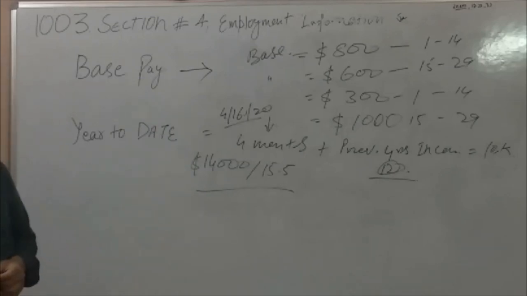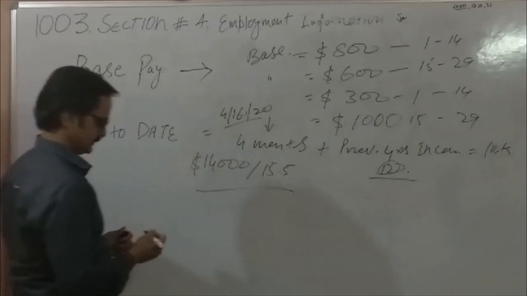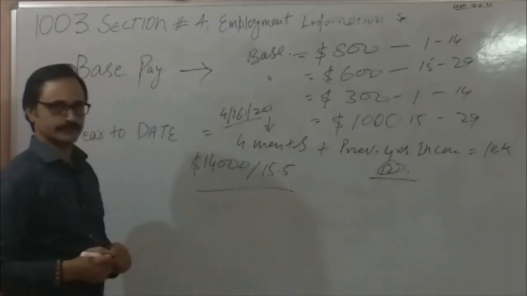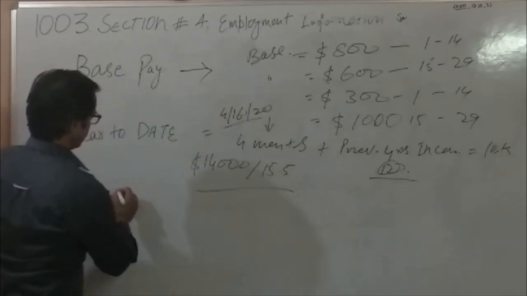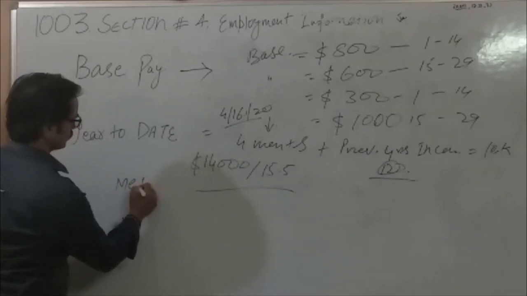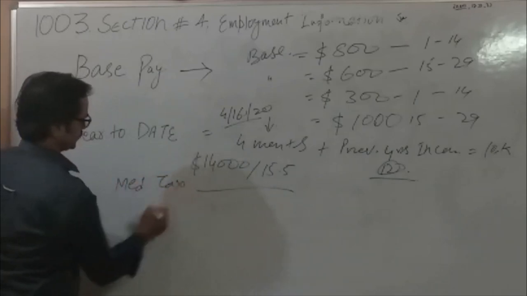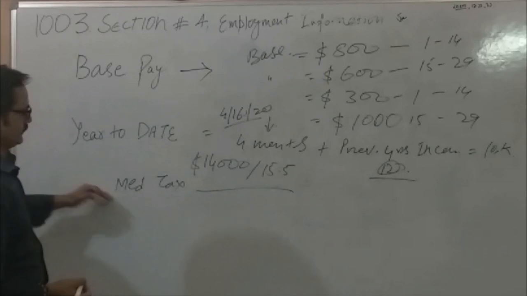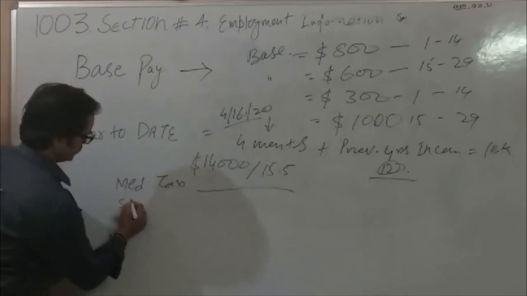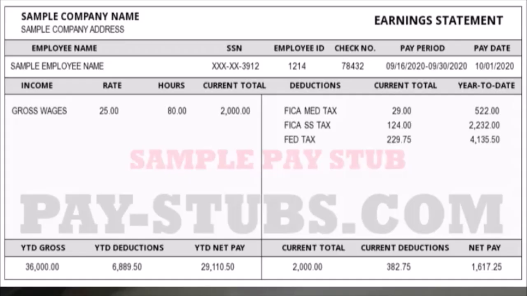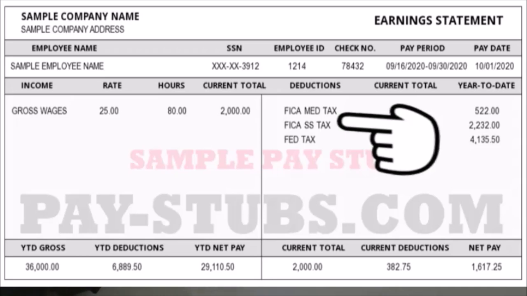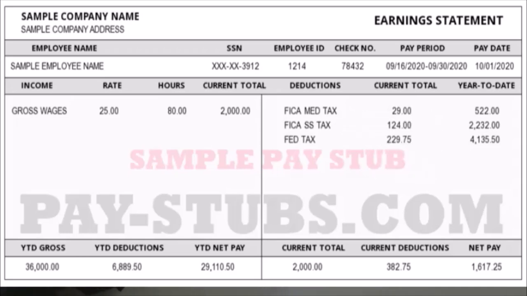Whoever is earning, tax deductions should always be there. There are three types of tax deductions, and those are mandatory. One is medical tax, Med tax, or we can say federal medical tax, then SS tax, that is social security tax, right? And the final one is the federal tax, right? These are the taxes which will always be there.